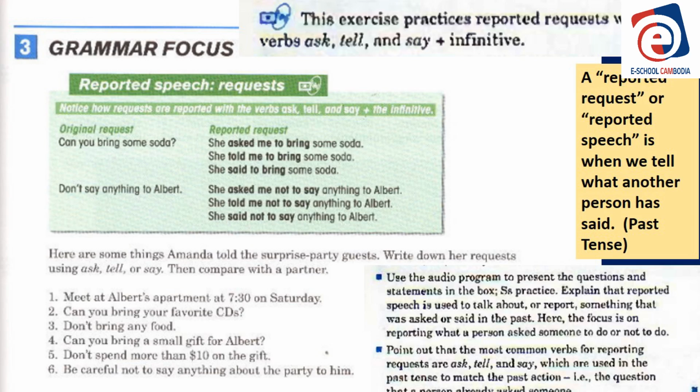She said, "Meet at Albert's apartment at 7:30 on Saturday." All right, how would you tell that to someone else? You would say, "Amanda said to meet her at Albert's apartment at 7:30." You can say Amanda said, Amanda asked, or Amanda told us to meet her at Albert's apartment at 7:30. That's how you would do it.